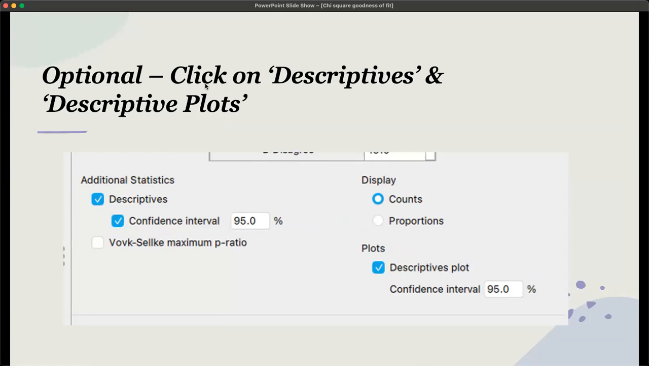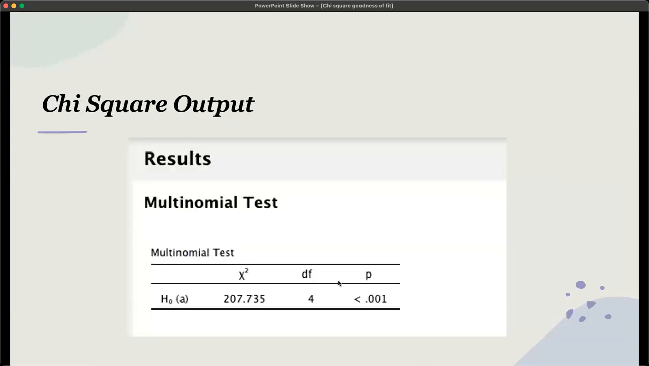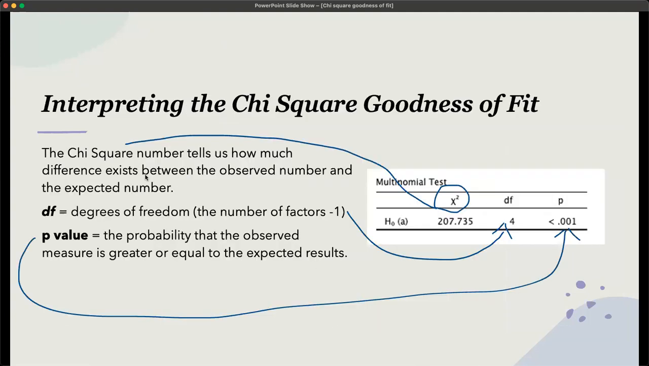And then we're going to click on descriptives and descriptive plots. You want to make sure you've got a confidence interval at 95%, and you can click on the descriptive plots. It will give you the results of the multinomial test. And then the chi-square number again tells us how much of a difference exists between the observed number and the expected number. The expected number is going to be equally distributed. The degrees of freedom is the number of factors minus 1, and the p-value is the probability that the observed measure is greater or equal to the expected results.